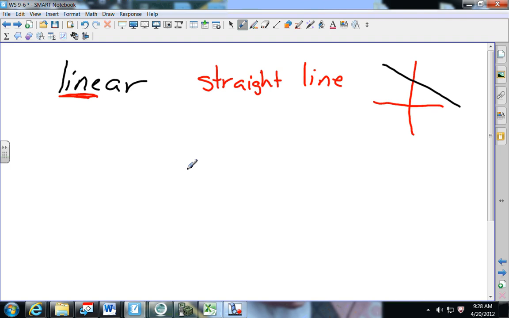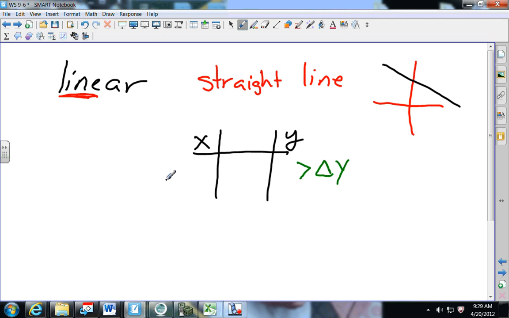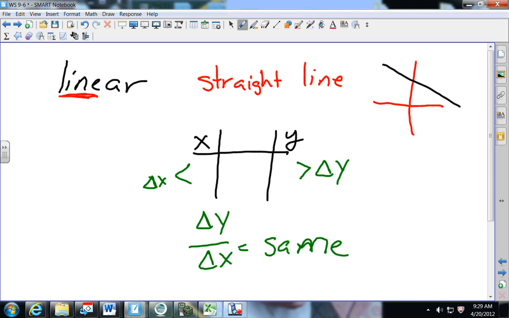Now, what if I was looking at a table? If you were looking at a table with numbers in the x and the y, how did you know if it was linear? The rate of change. So delta y divided by delta x. The delta y and the delta x don't need to be the same, but when you divide them, the results had to be the same. By doing that, it made it linear. It made it a straight line.